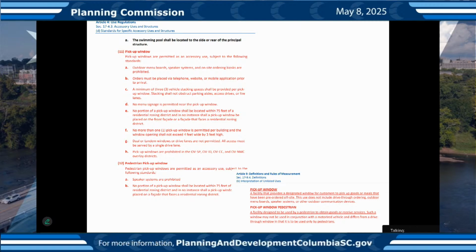I see in point A, it says speaker systems are prohibited. So wouldn't that go against banks and pharmacies that already use those speaker systems within pickup? They would be classified as a drive-through, and so they would just need to meet the conditions of that drive-through versus a pickup window. So this would be a scenario where there's a window on the side of the building, and you've already made your order. You're just there to drive out there and pick it up.